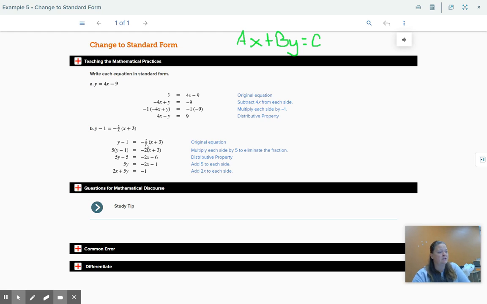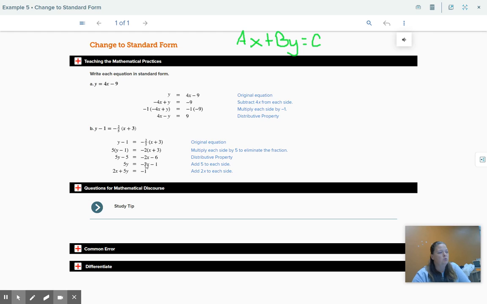We want to get rid of that denominator of 5 right there. So we multiply this side by 5 and we get 5y minus 5. We multiply this side by 5 and that gives us negative 2 times the quantity x plus 3. Then we distribute that negative 2 inside the parentheses, giving us negative 2x minus 6.